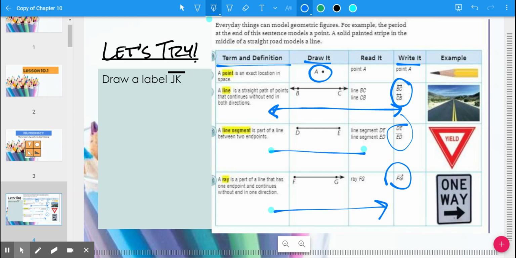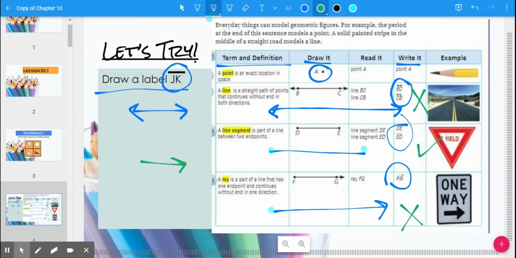So let's practice. The directions say draw and label JK. Well, I noticed that on top of it, look at that, it doesn't have arrows. So that means it's not a line, because if it had the arrows, it would be a line because it goes on forever. I noticed that it doesn't have just one arrow, which means it is not a ray. It is not going to show us that it starts and ends in one direction. But it matches my line segment.